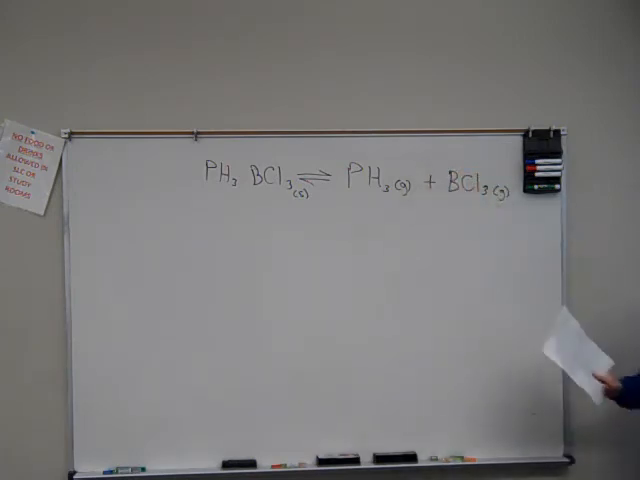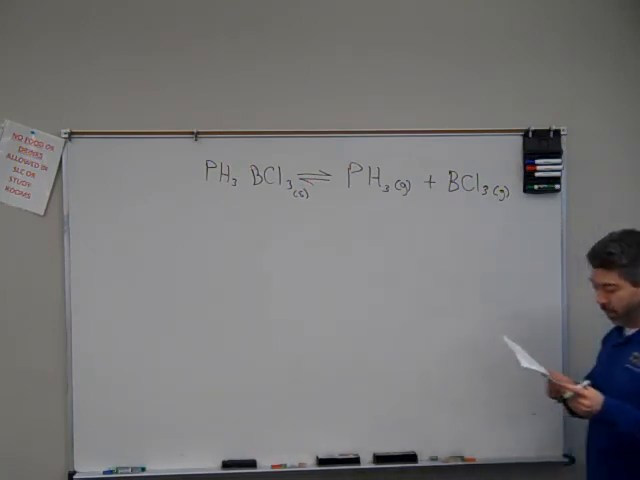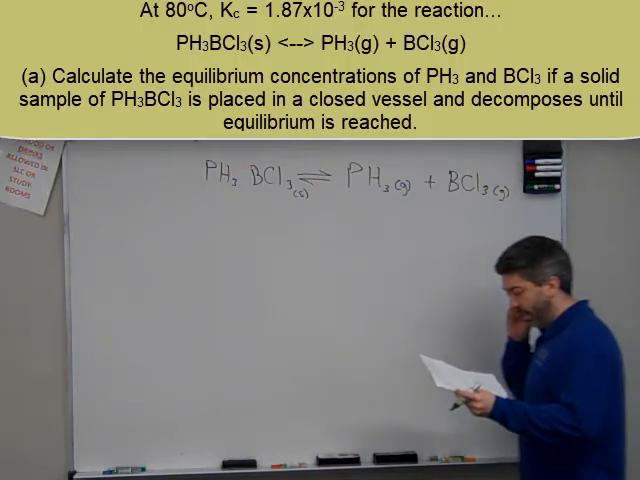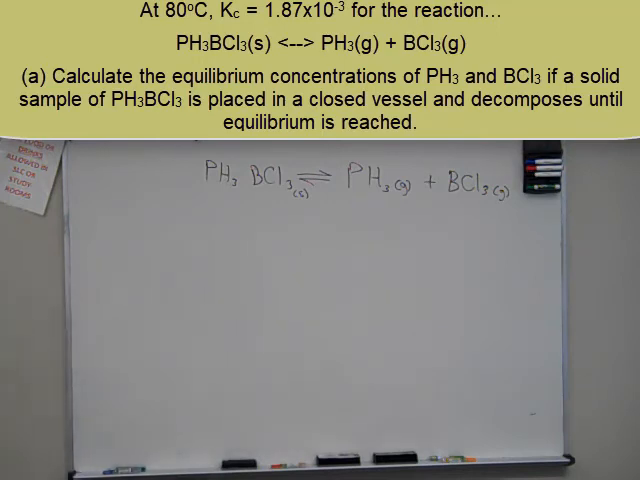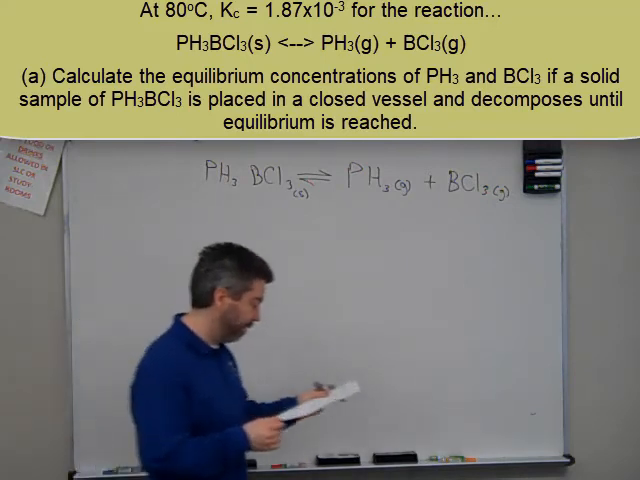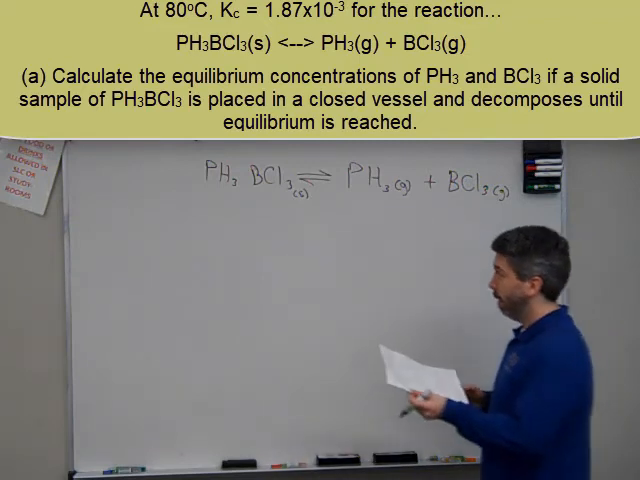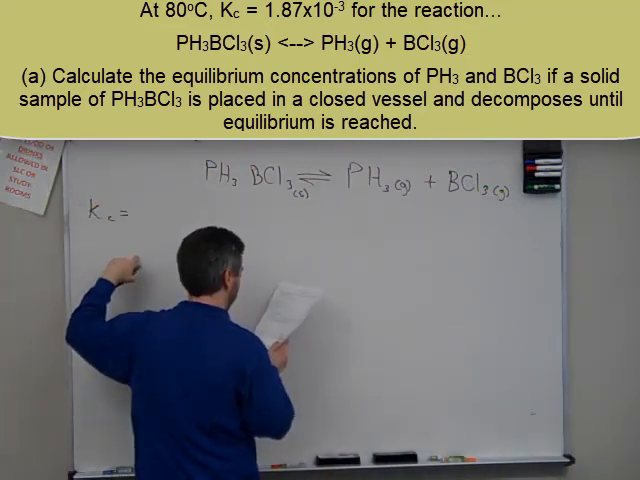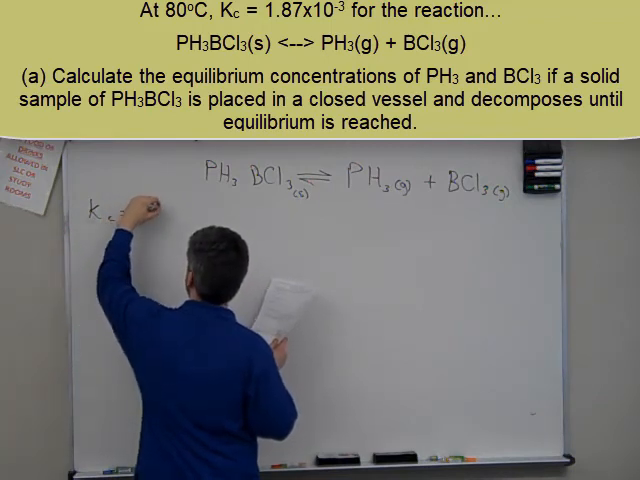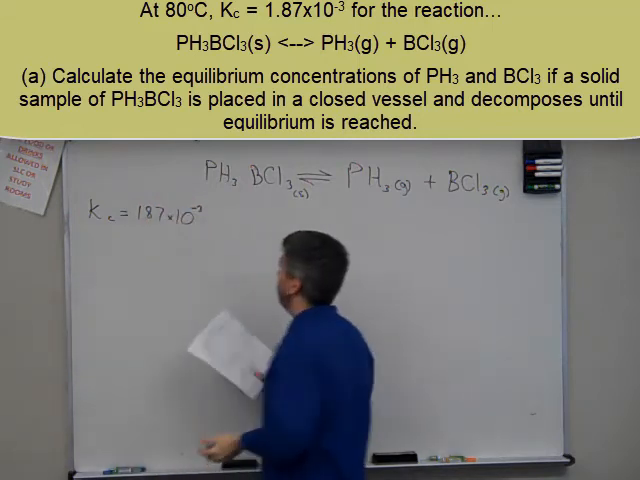There you go. Alright, so now we have our lovely little equation here, and it says, calculate the concentrations of PH3 and BCl3 if a solid sample of PH3BCl3 is placed in a closed vessel and decomposes until equilibrium is reached. Now it does actually give us the Kc value here, which is 1.87 times 10 to the negative 3.